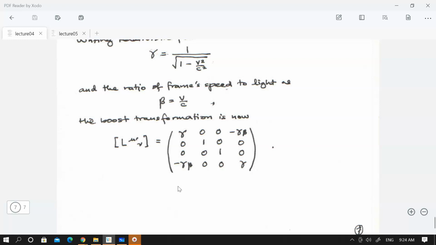Then one ought to be able to see how to write the matrix of the boost transformation in the z direction, because you can see how the matrix elements are supposed to behave. Okay, so I think this will be the end of this particular lecture notes.